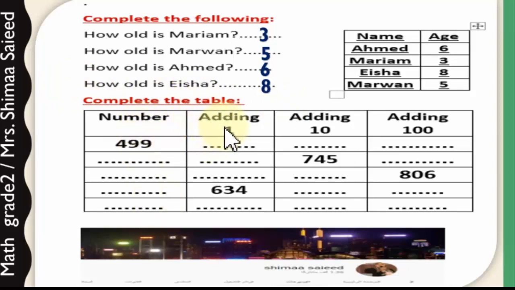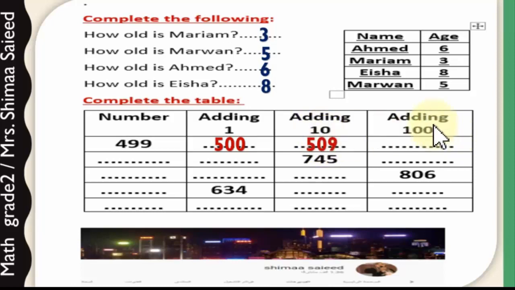Okay, complete the table. Number, with adding 1, adding 10, adding 100. Okay, 499. When we add 1 to 499, we get 500. Excellent. But when we add 10 to 499, we increase the value of the tens place by 1. So we will put 9 in ones place, then add 1 to 9 becomes 10, write 0 and carry 1 plus 4 equals 5. So the number will become 510.